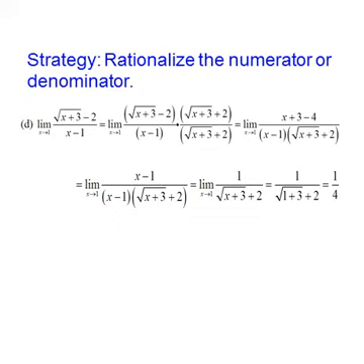Finally, in part D, 1 is not in the domain of the function, and factoring doesn't appear to help us here. Since there's a radical in the numerator, we can try rationalizing. The conjugate of root x plus 3 minus 2 is root x plus 3 plus 2. So we multiply this by the numerator and denominator.